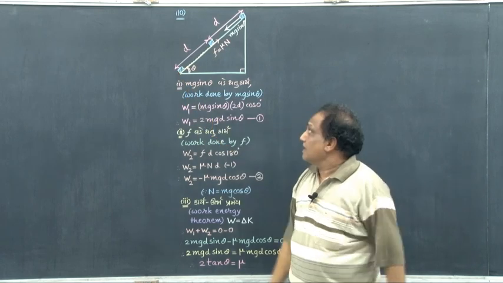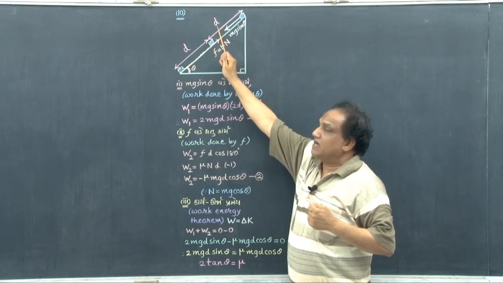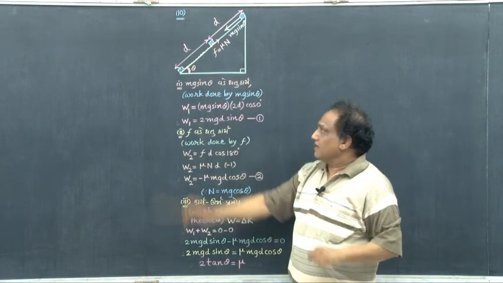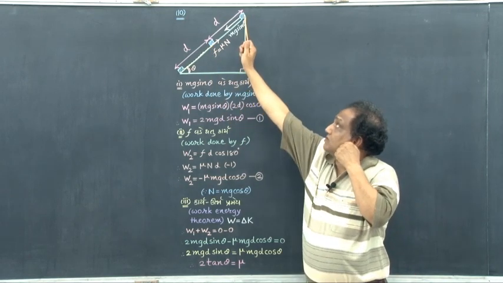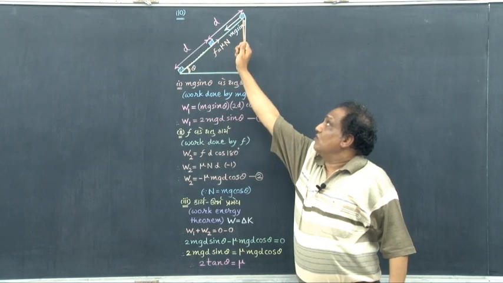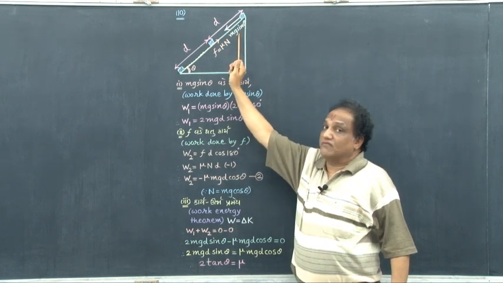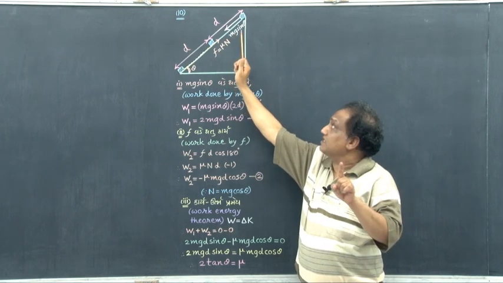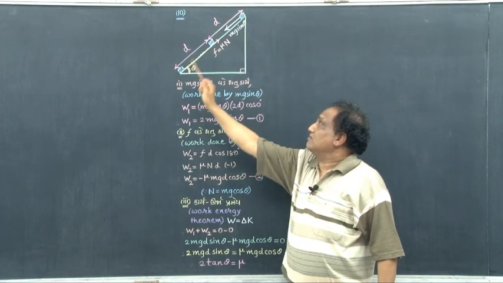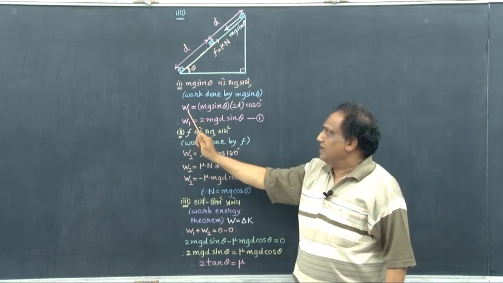Got it? Fine. Now if you consider this much length of the slope as small d, then this also will be small d because this is the midpoint. Okay. Now here when the block moves from here to here, from top to bottom, the force parallel to the slope and downwards is the gravitational force component, and it is mg sin theta. Now under the influence of this force, the work done by it, when the block comes from here to here, let it be W1.